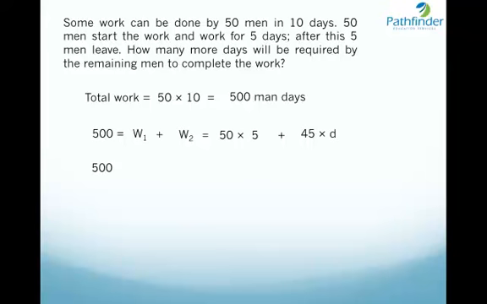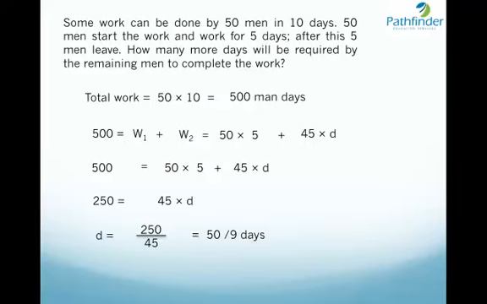So we have 500 is equal to 50 multiplied by 5 plus 45 multiplied by D. On simplifying this, we get 250 is equal to 45 multiplied by D, and on simplifying further, we get 250 by 45, which is equal to 50 by 9 days. So what is the additional number of days required by these men? The additional number of days required by these men is 50 by 9, that is 5 and 5 by 9 days.